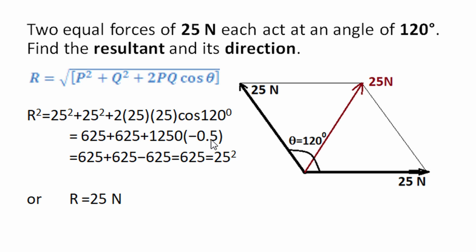When multiplied with 0.5, it comes as 625 with negative sign, and when 625 is subtracted from 1250, it comes as 625, that is 25 square. So when square rooted, resultant magnitude comes as 25 Newton. One can remember this: for equal magnitude and 120-degree angle between two vectors, resultant also has equal magnitude. For 25 Newton, resultant is also 25 Newton.